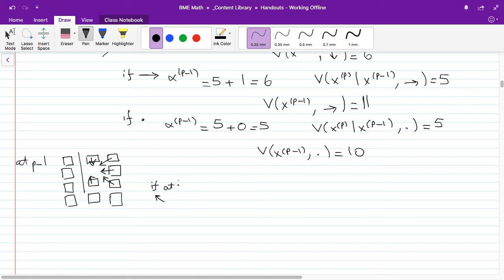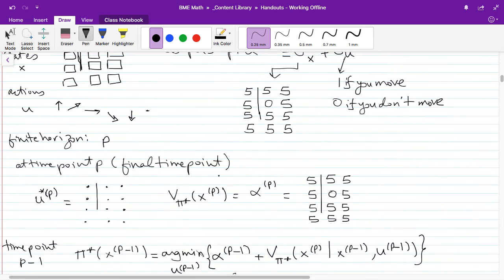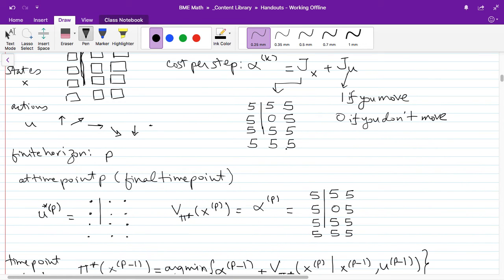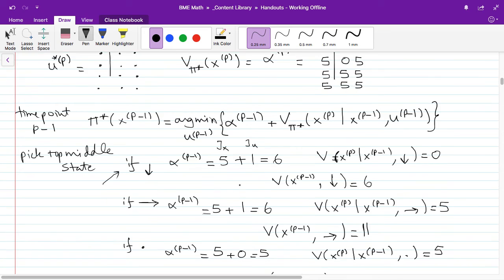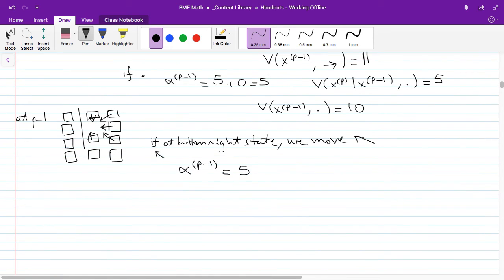If at the bottom right state, we move like this. All right. So my cost at that time point is going to be 5 because I'm at this state. Look at this: at any time point, the cost of being at that state is 5. So I have a 5 for being in this state, plus I make a movement, 1, so that's going to cost me 6.